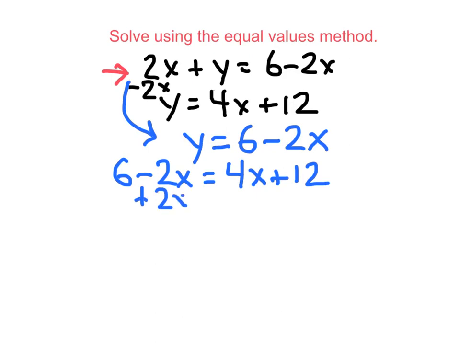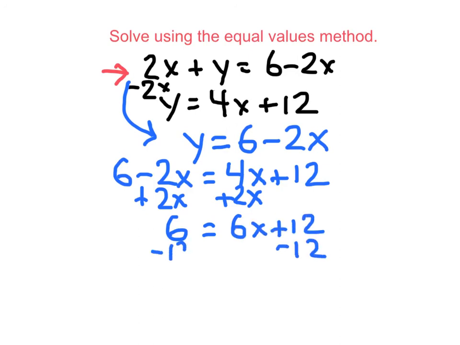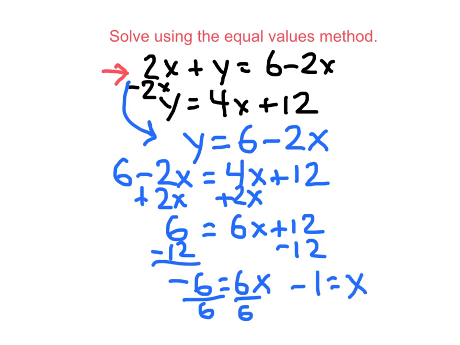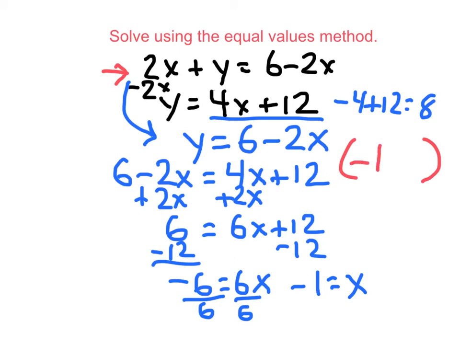From here, let's add 2x to each side. That gives us 6 equals 6x plus 12. Now let's subtract 12. So we get negative 6 equals 6x. And now divide by 6. So negative 1 equals x. Now substitute negative 1 into either equation. I think I'll put it back into this equation. 4 times negative 1 is negative 4. And then negative 4 plus 12 equals 8. All right, so our point of intersection is negative 1 comma 8.